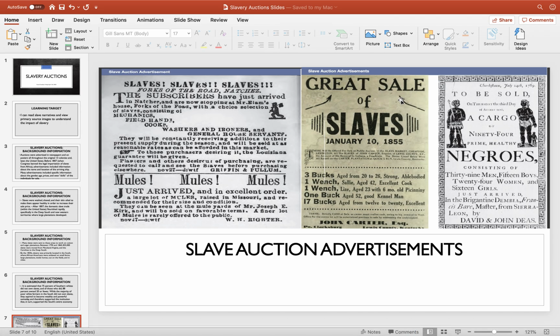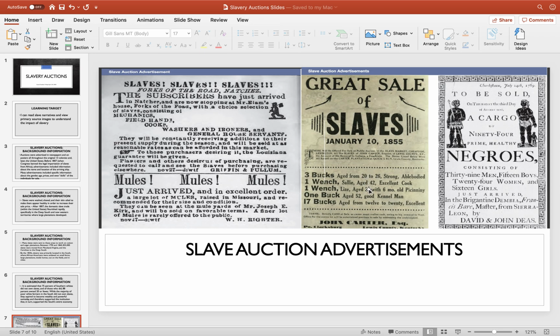It would say "great sale of slaves," right? It would advertise a whole bunch of slaves. It would tell you their age, their strengths and skills. For example, aged from 20 to 26, strong, able-bodied. And here they have the price: $3, one wench, $1, $17, right? It tells you a little bit about those slaves.